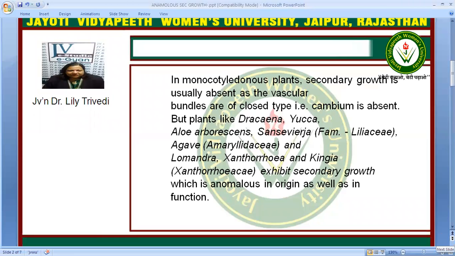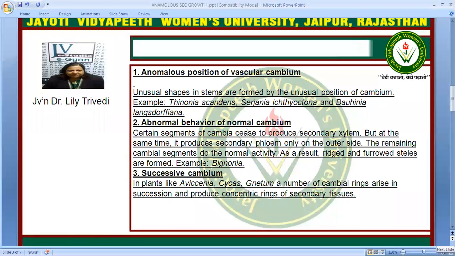As we all know, in monocotyledons, the secondary growth is absent as the vascular bundles are of closed type. That means the cambium is absent. But in some plants like Dracaena, Yucca, Aloe arborescens, Agave, etc., secondary growth is exhibited, which is anomalous in origin as well as in function. Now, how can there be secondary growth? There are certain conditions. So, what are those conditions?